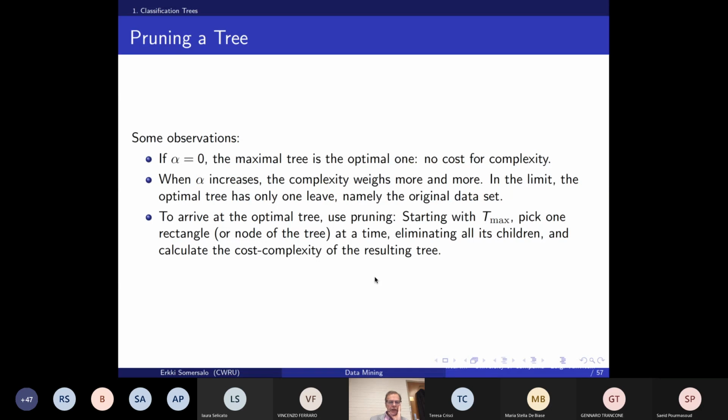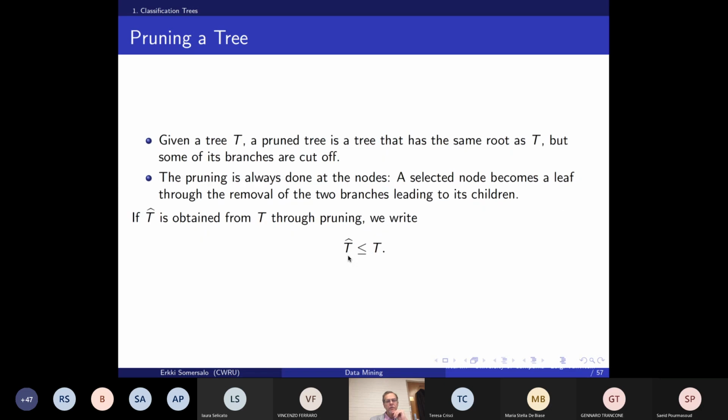And so the idea that I mentioned is that you start pruning and you make a sequence of trees which are nested, and then you choose alpha so that the tree that you're looking at is doing the optimal job. Okay, so we'll do that soon.